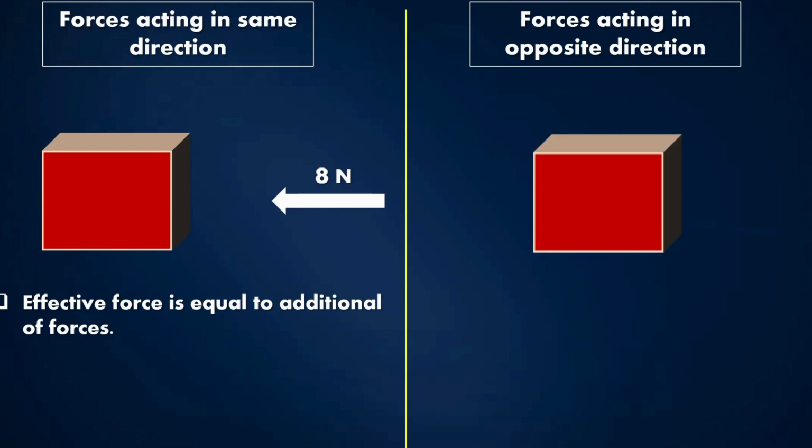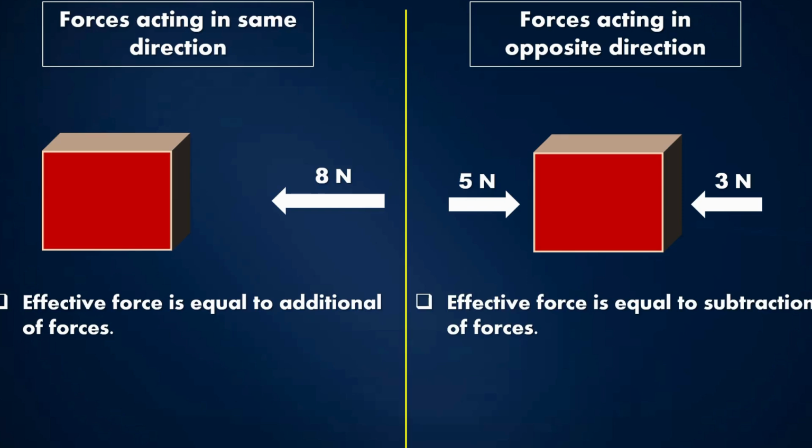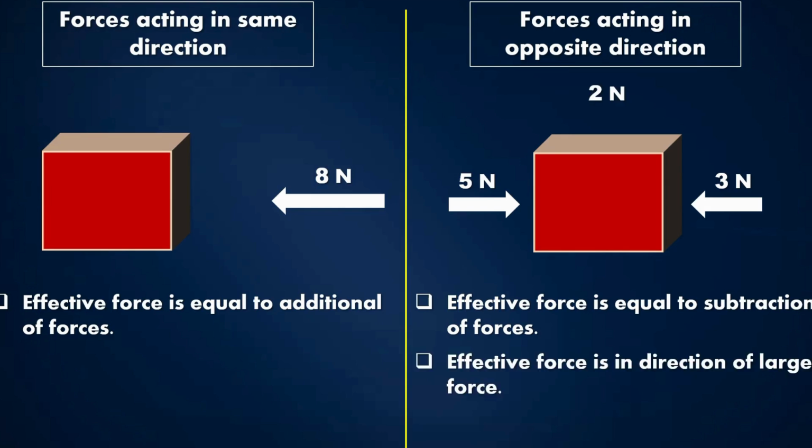Forces acting in opposite directions. Suppose there is a box and a force of 5 Newton is given on the left side, and on the right side 3 Newton is given. That means they are acting in opposite directions. So the effective force is equal to the subtraction of the forces, that is 2 Newton. And the effective force is in the direction of the larger force.